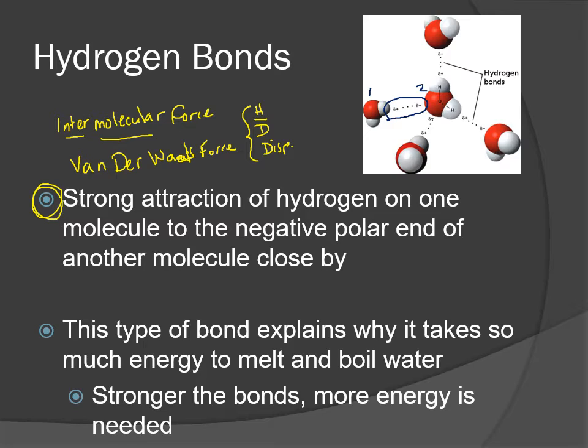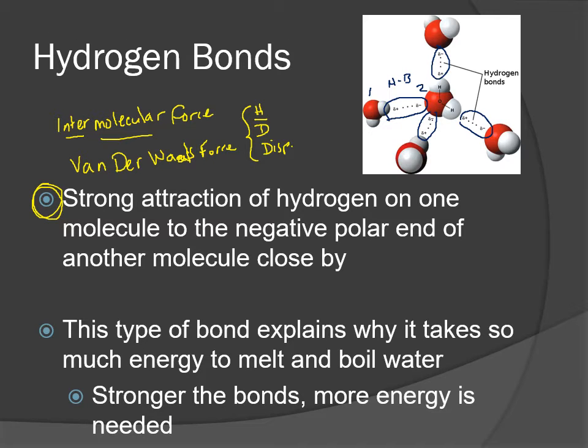It is this temporary attraction of the positive side of a hydrogen to the negative side of this other oxygen that allows for the creation of a hydrogen bond, and that's what that is. And we see this in 4 cases on this particular diagram. Here's number 2, there's number 3, and there's number 4.